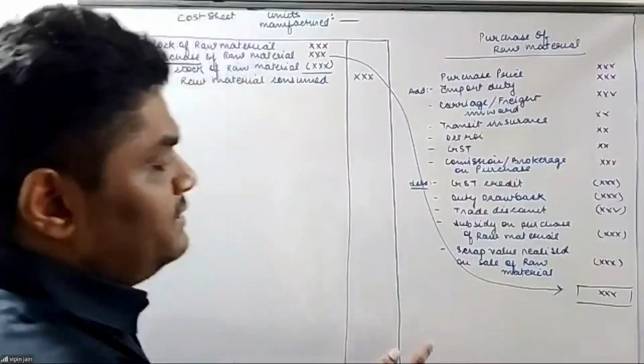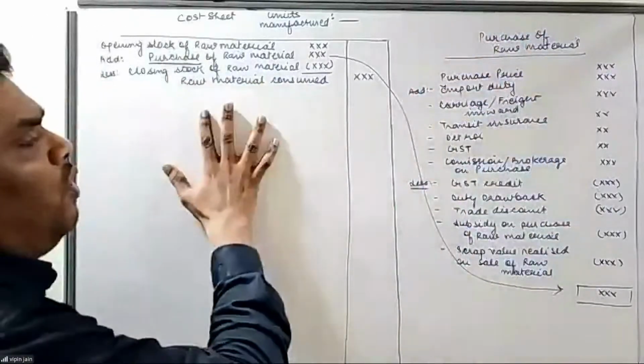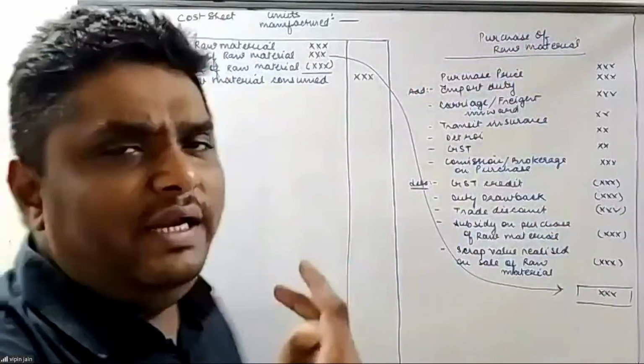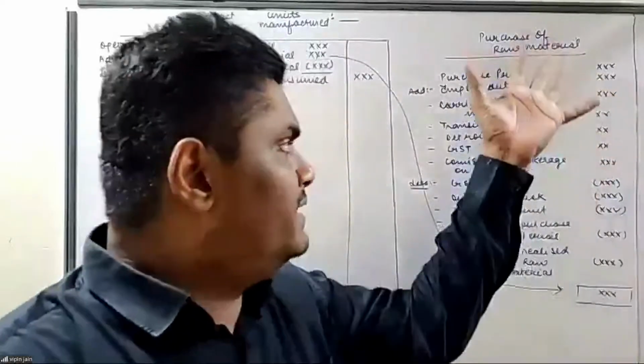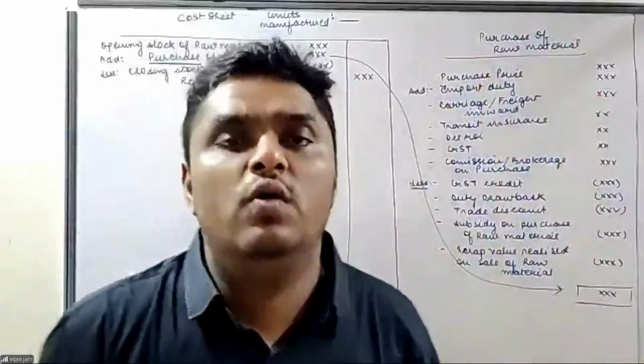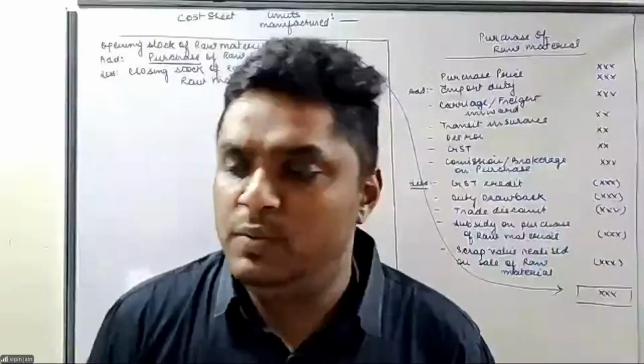Very important, guys. You have to show all these in the cost sheet itself. Alternatively, if you want, you can show it as a part of working note. But yes, it is advisable to show all this calculation in the cost sheet itself. If you guys have any doubts in this part, please post your queries.